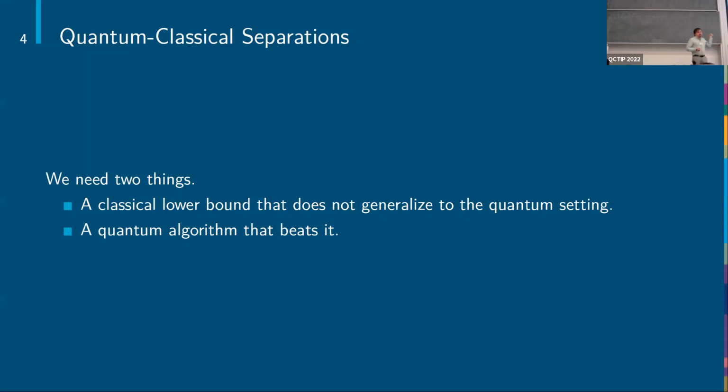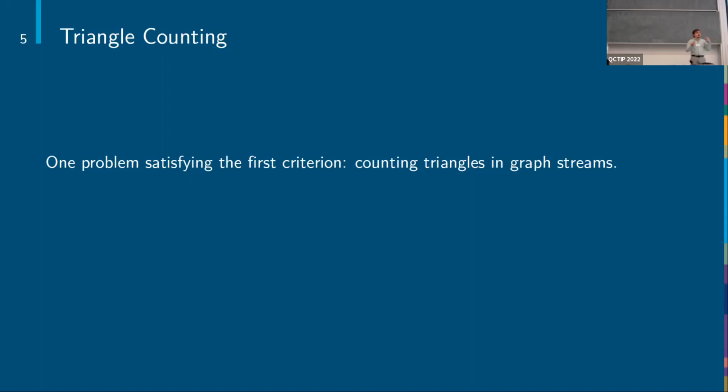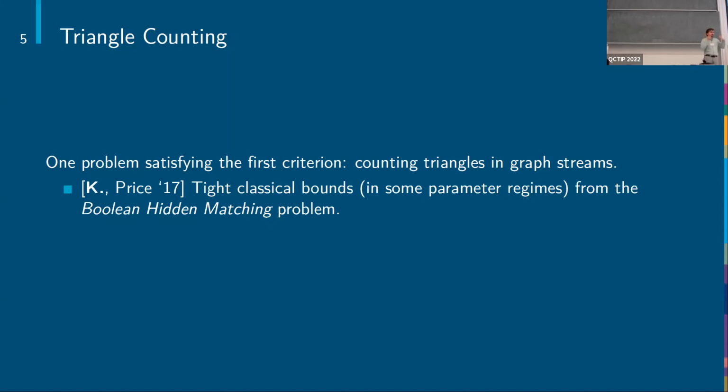And as it happens, we actually already have a good candidate problem that satisfies the first of these two criteria. And that is the problem of counting triangles in graph streams. So this problem, it turns out, has a lower bound that is derived from a reduction from the Boolean hidden matching problem in one-way communication complexity. I am not going to talk about this problem here. The one thing that you'll need to know about it for the purposes of this talk is that it is a problem that was originally created to show exponential separations between quantum and classical complexity. And so the lower bounds from it naturally do not apply to any of these quantum streaming algorithms.